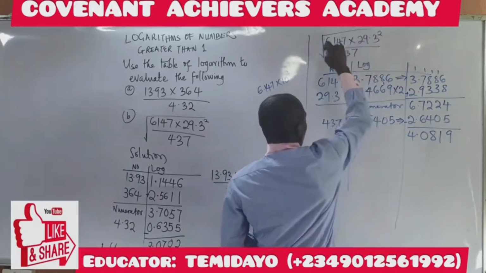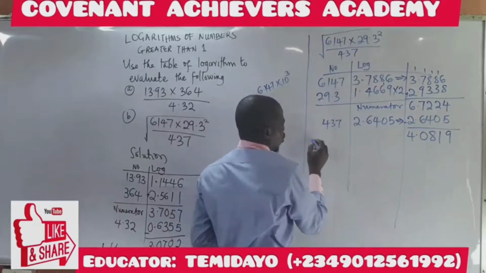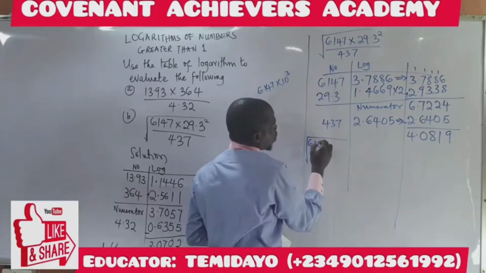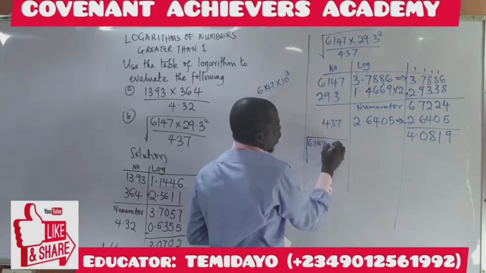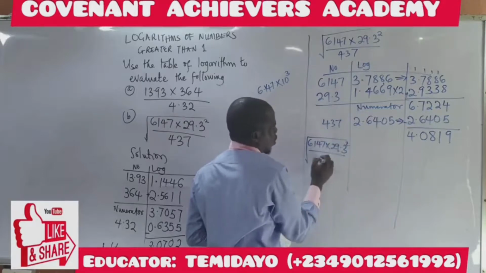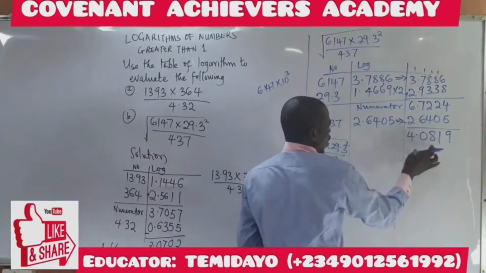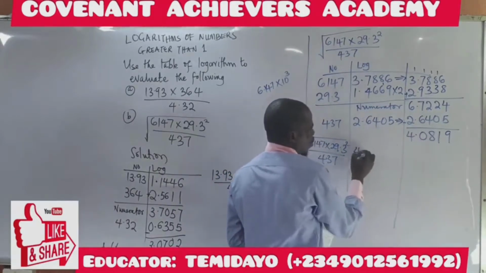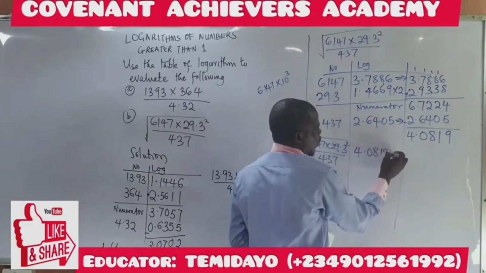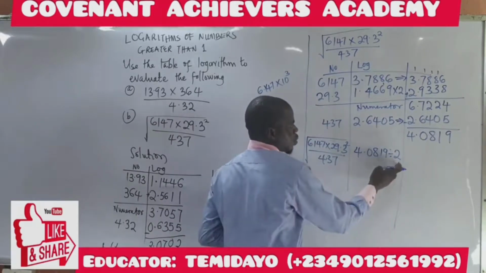Now, let's consider the square root, because the square root is affecting everything here. So when you have your number as the square root of 6147 times 29.3 squared divided by 437, it means that whatever we have here as our answer, that's 4.0819 divided by 2. So when you divide it by 2, what are we going to have?